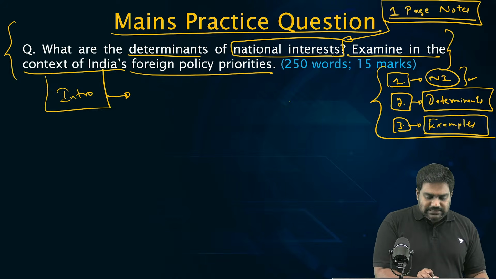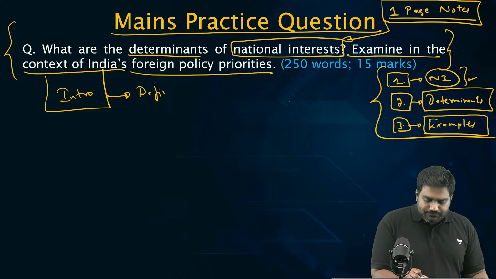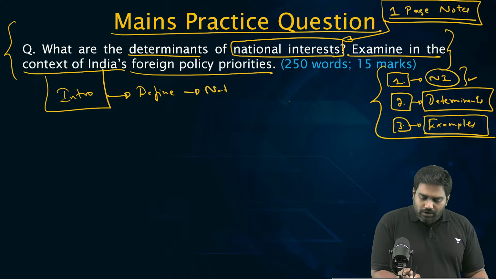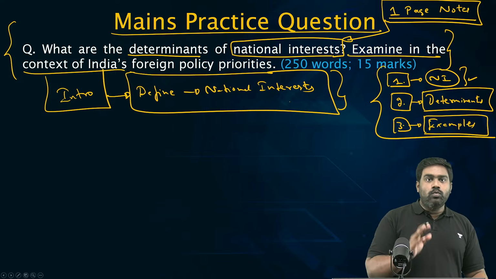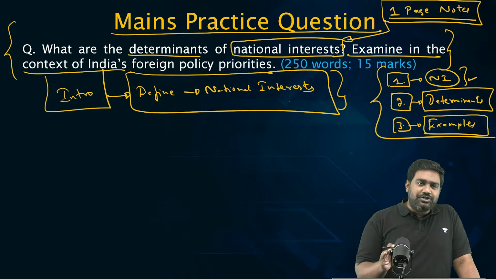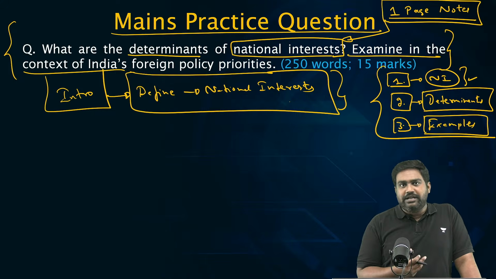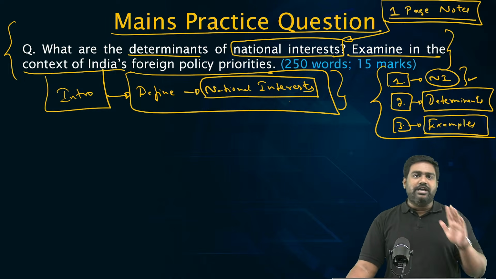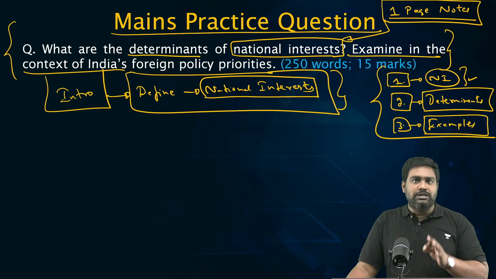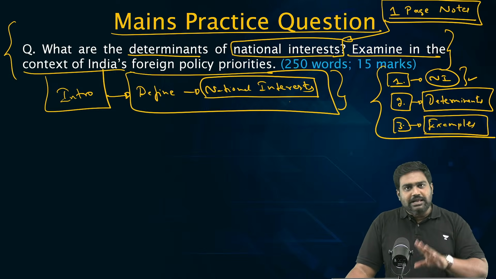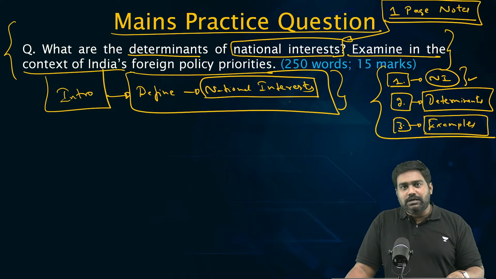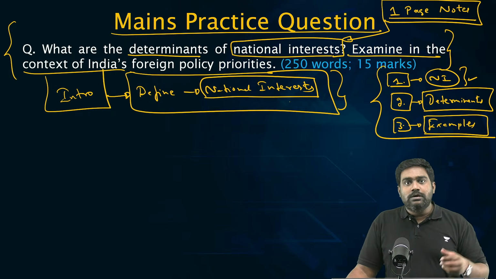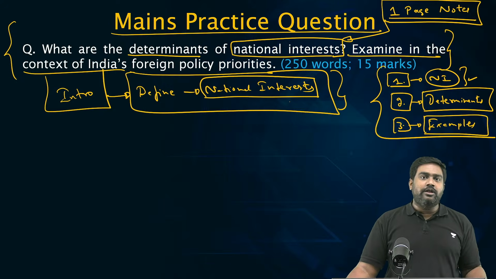So start your answer by defining what you mean by national interests. Give a simple explanation in your own words. Don't mug up the definition. Don't look at these standard textbook definitions. From whatever you have understood, try to explain this in your own words. Make it a genuine, original answer. Don't copy directly from some notes or from these slides that I'm giving you. Understand the concept, try to write it in your own words.